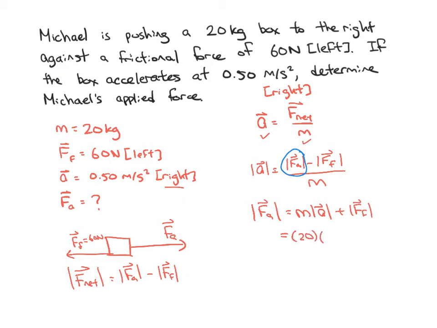20 for mass, 0.50 for acceleration, and then 60 for friction. I calculate all that out. That's 70. And then I'm gonna check for significant digits, and I think everything is good there. And then I'll throw in the units, which would be newtons.